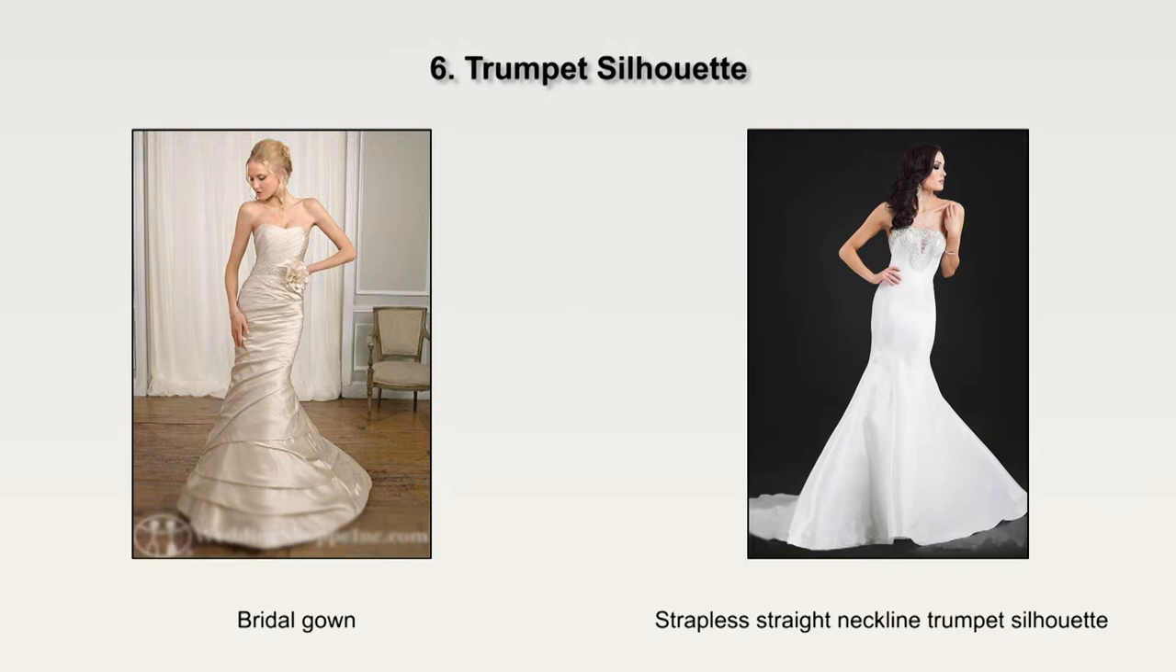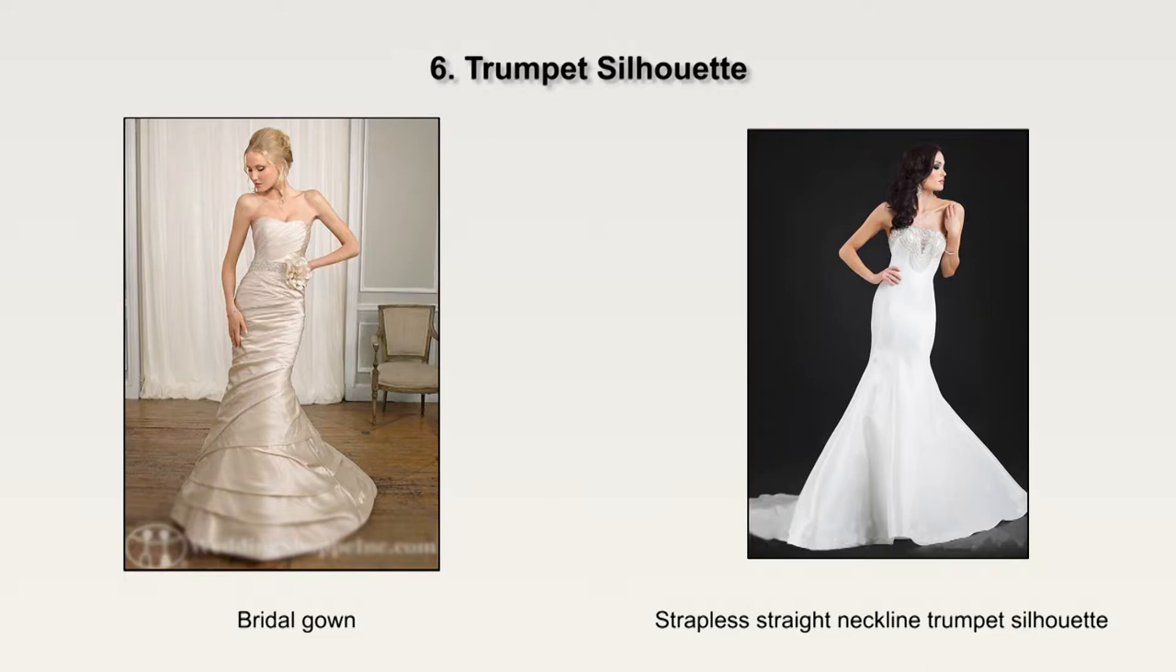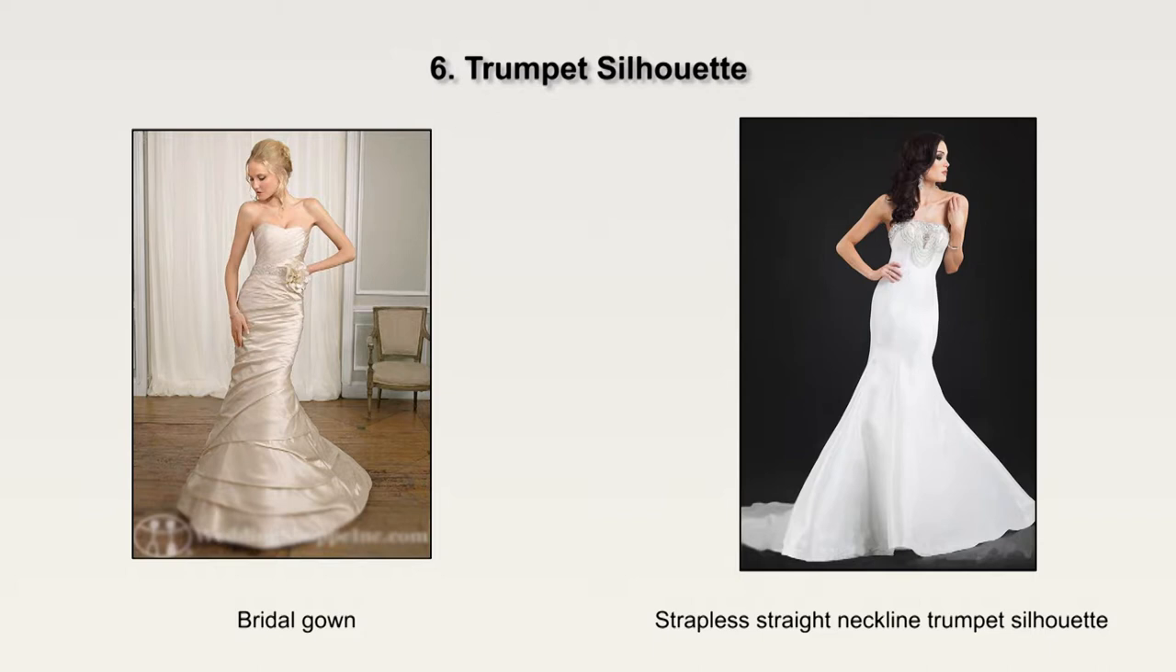Please find a few examples here. The picture on the left is from Maggie Lee. It is a bridal gown. Please note how this silhouette widens from the knees up to the bottom, giving the impression of a mermaid. A similar example can be seen on the right. It is a Rachel Allen dress, which is strapless, has a straight neckline and a trumpet silhouette.